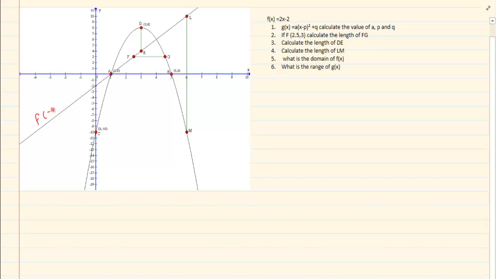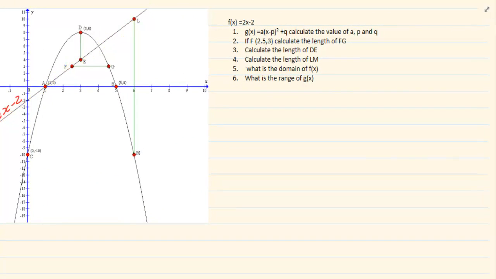They tell us that f of x is equal to 2x minus 2. Now we know that is a straight line, so that would refer to the following line. Then they say g of x is equal to a into x minus p all squared plus q. They are specifically talking of the parabola. Now they want the values of a, p and q. This is getting the equation of the parabola.